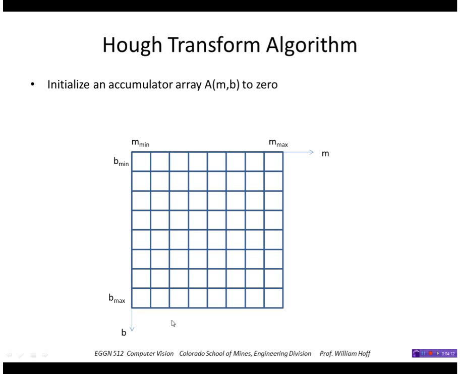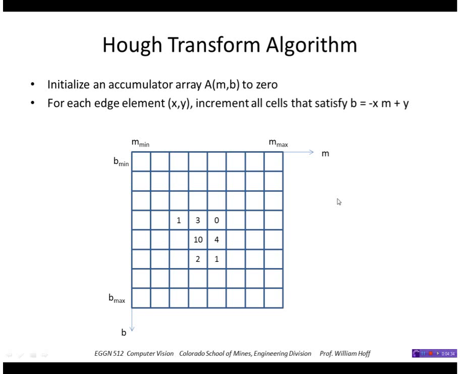So the algorithm works like this. It has an accumulator array, which is a set of discrete bins for the values that we're looking for, namely m and b. So we decide what our minimum possible m could be, our maximum possible m, similarly for b here. We initialize all those elements to 0. Then we scan through the image, and for each edge element that we find, we increment all the cells that satisfy this equation. So we know x, we know y, and we're finding all possible pairs of m and b.